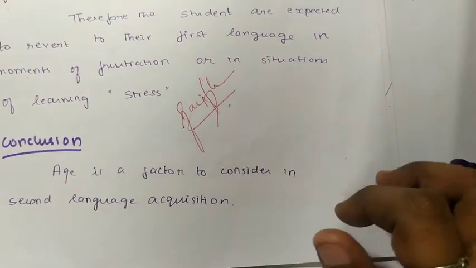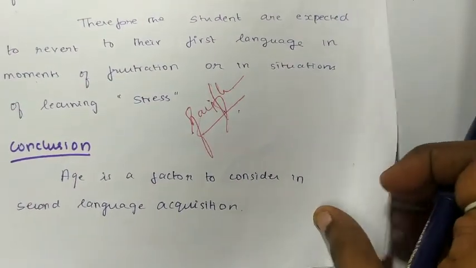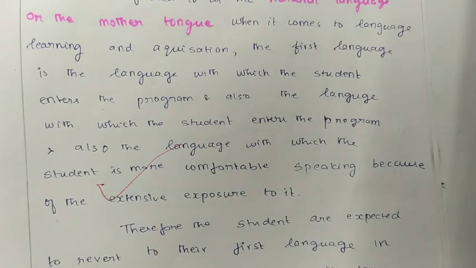Conclusion: age is a factor to consider in second language acquisition. Okay, for some people it's the environment, for some people it's heredity, but basically age is also a factor to consider in second language acquisition.